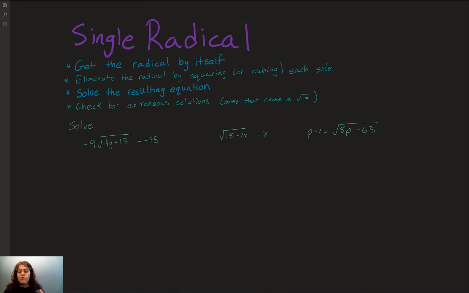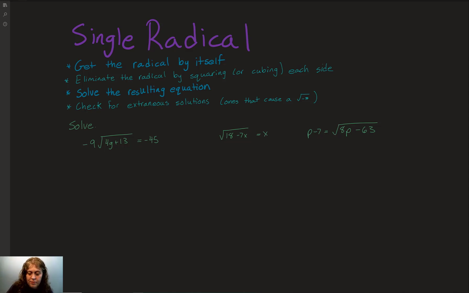This one, we've got a radical floating around in the midst of a whole bunch of other stuff. We're going to treat these kind of like we did with the absolute value equations, where we try and get the radical by itself, treat it as if it was one big variable, get it by itself, and then undo the radical by either squaring or cubing or whatevering both sides of the equation, and then solve the resulting equation, and as always, check for extraneous solutions because we don't want a negative inside of a square root.